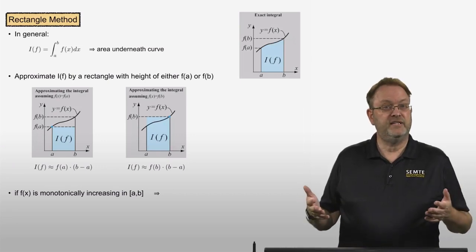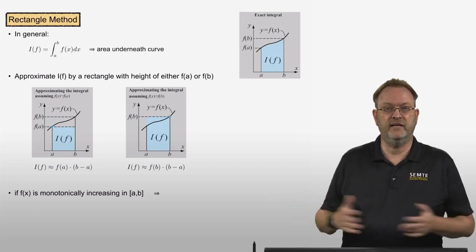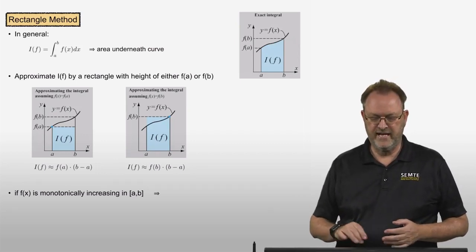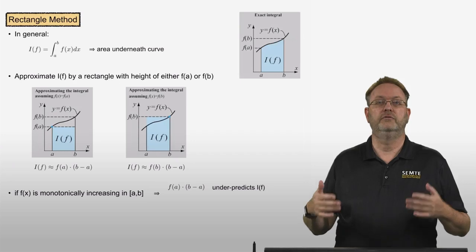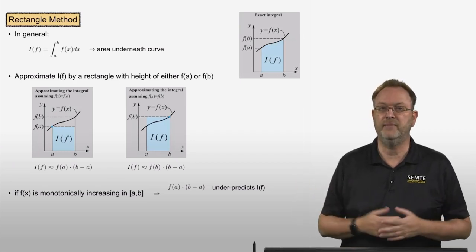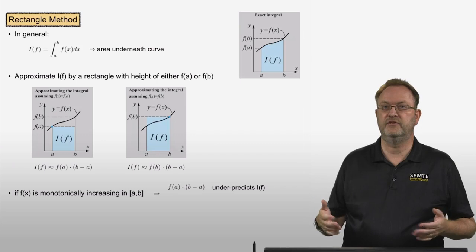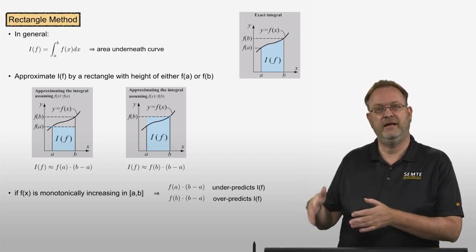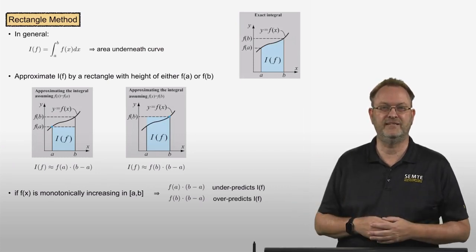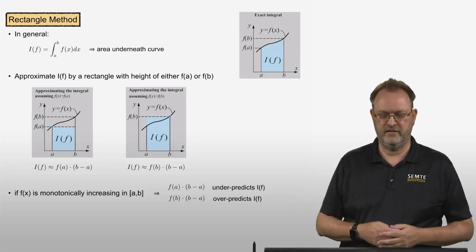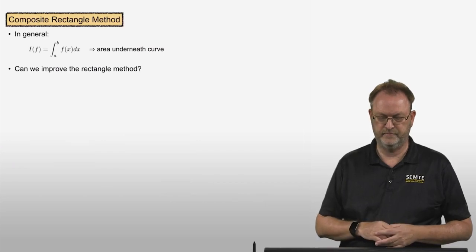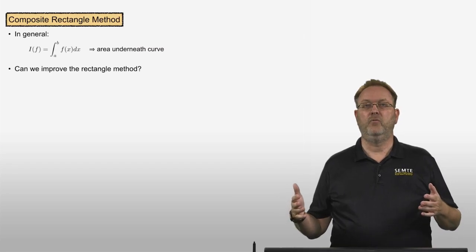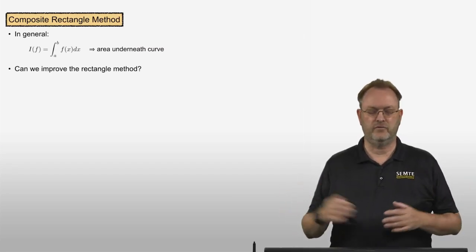So if f of x is monotonically increasing in this interval from a to b, as is shown here as an example, you'll notice that this first rectangle, f of a times b minus a, underpredicts the true area underneath the curve, whereas that right edge rectangle, f of b times b minus a, will overpredict the area underneath the curve.